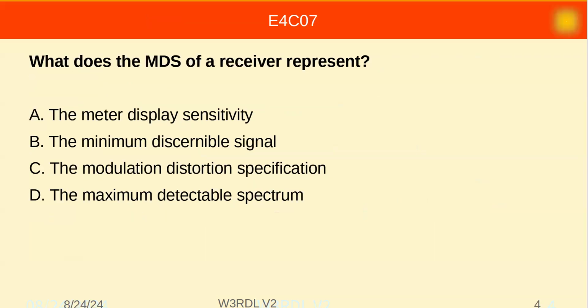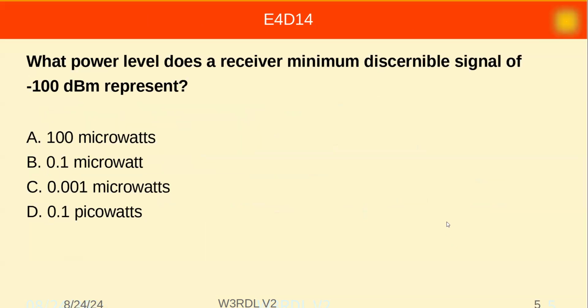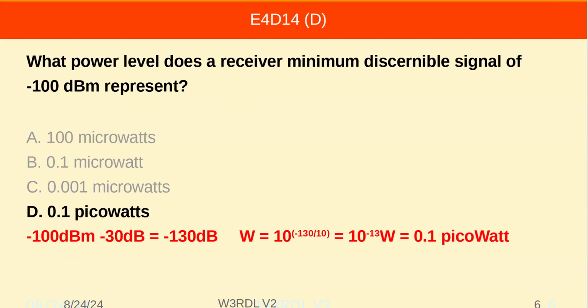So what does the MDS of a receiver represent? What power level does a receiver minimum discernible signal of minus 100 dBm represent? Well, I know the answer is 0.1 picowatt because I memorized it, but I'm not sure how you get there.